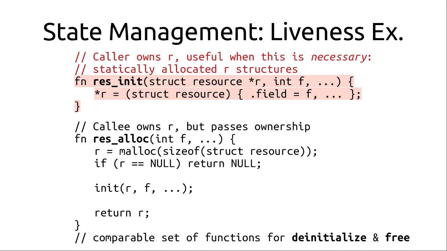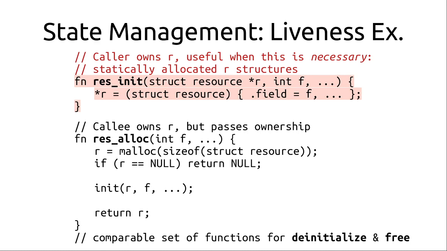On the other hand, for resource alloc, we do not actually take as an argument the resource itself. We allocate it using malloc. And after we malloc it, we usually call res init. I'm sorry, this is a typo here. It says init, it should say res init. So we allocate the memory, and then we call res init because, hey, res init knows how to initialize the fields within that structure, right? But then at that point, we currently own the implementation of all of that memory because we malloced it, but then we return it and pass ownership to the client.